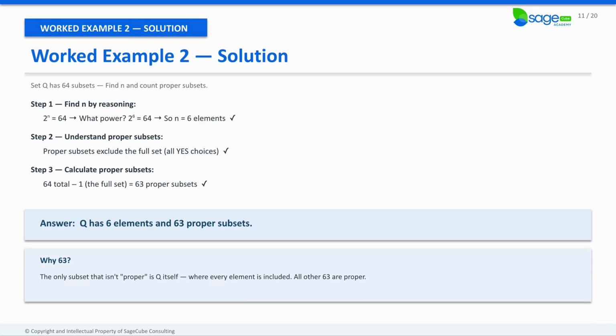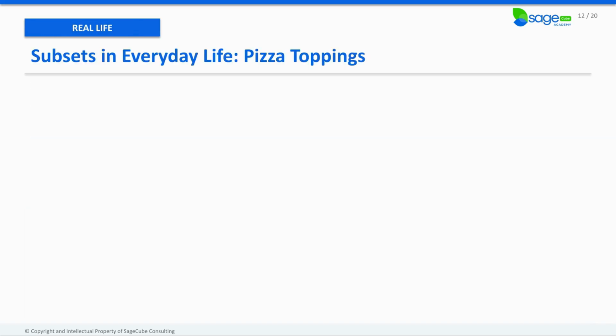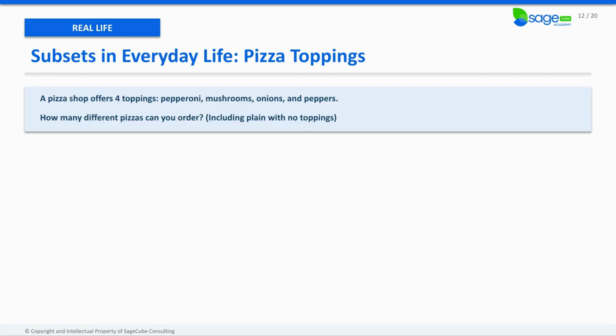Okay, so great. Let's look at it in real life. Let's step outside the maths classroom and see this formula in action. A pizza shop has 4 toppings: pepperoni, mushrooms, onions, and peppers. How many different pizzas can you order, including plain? Right, so for each topping, you're going to have what? Yes or no. Sound familiar? Good. So plain pizza is the empty one. Then just pepperoni, just mushrooms, just onions, just peppers.